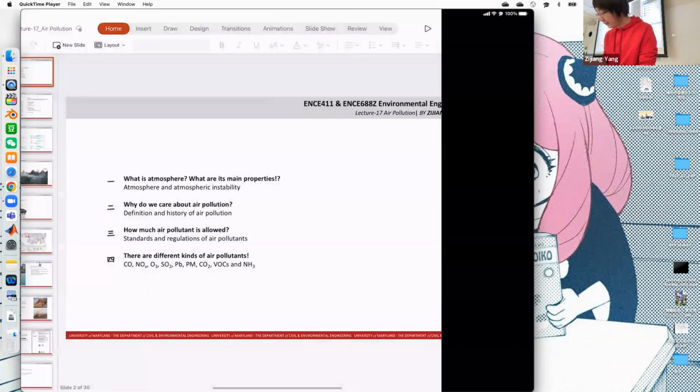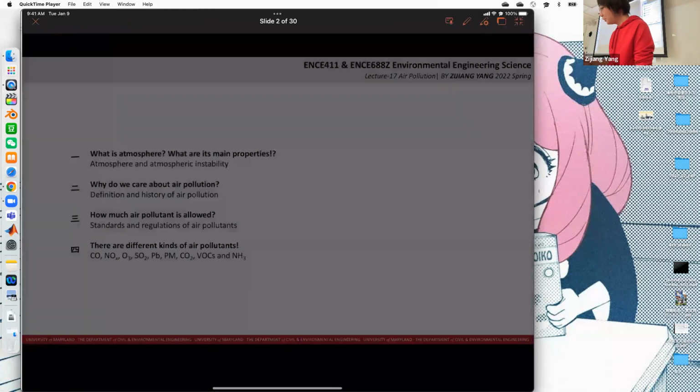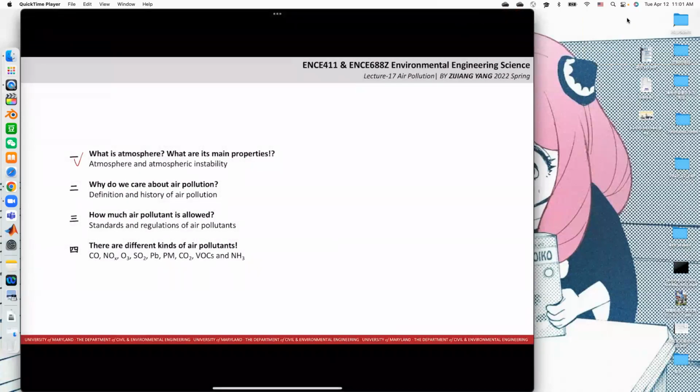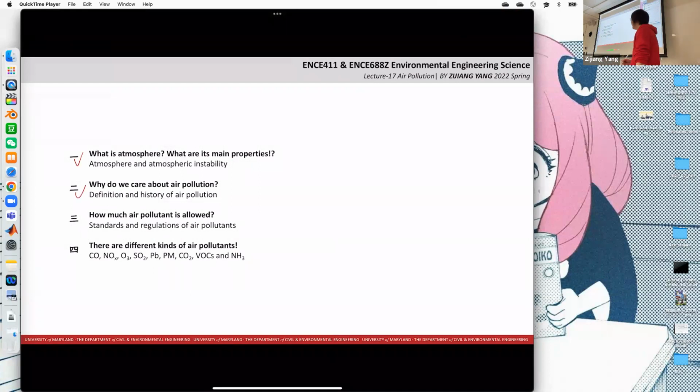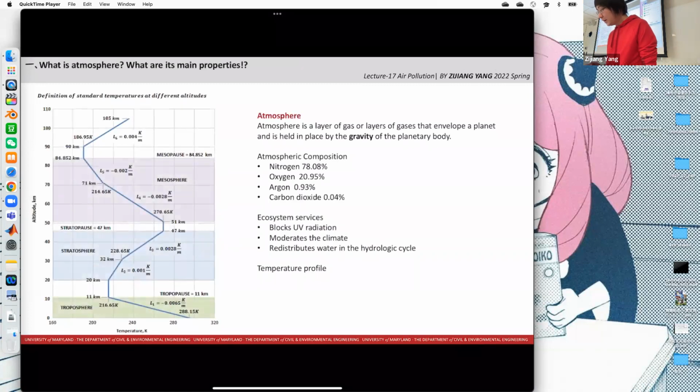The first one, I will briefly talk about air pollution, and then I will go through why we care about it, and the regulatory standards about these air pollutants. And finally, I will go through these air pollutants one by one, so we can have some general ideas about these pollutants. And so first, atmosphere.